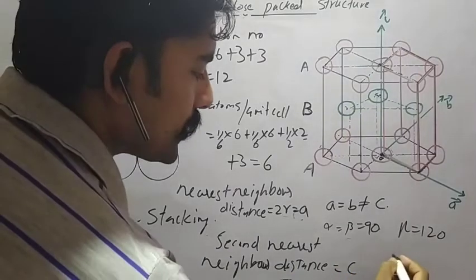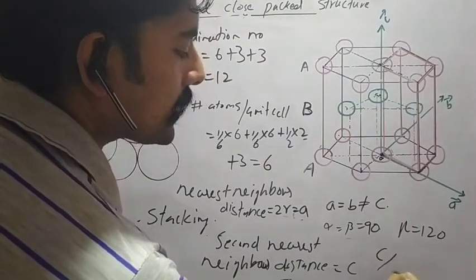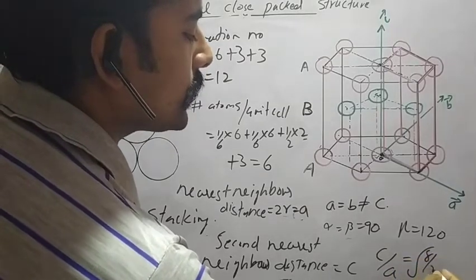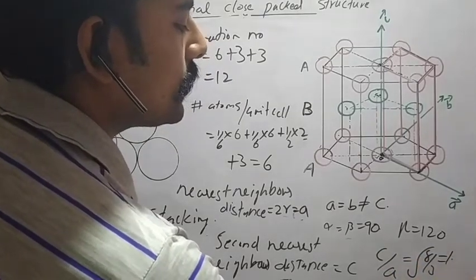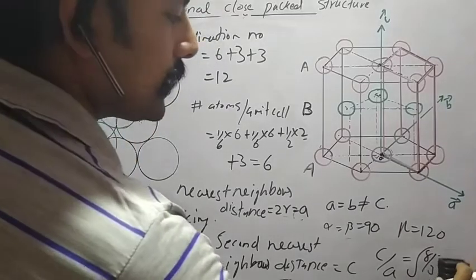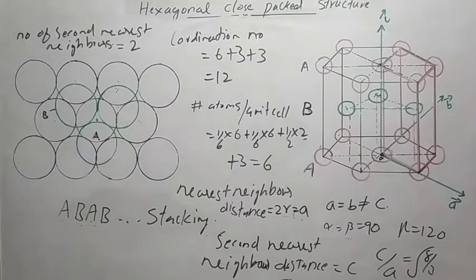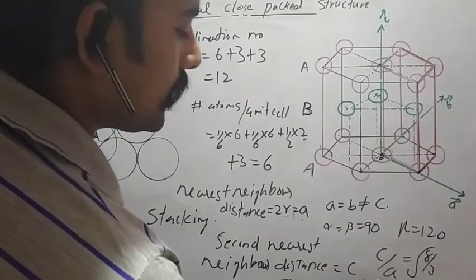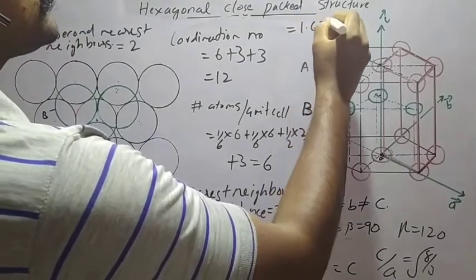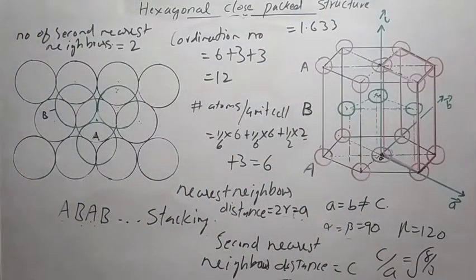And there is one ratio between the lattice parameters. C by A is equal to under root 8 by 3, which is equal to 1.633. Okay.